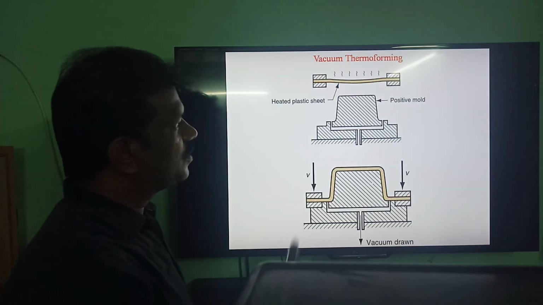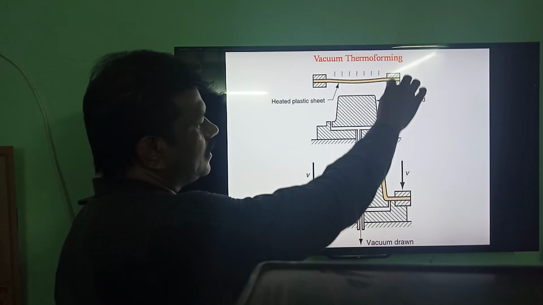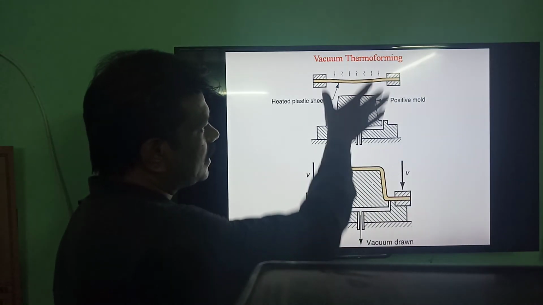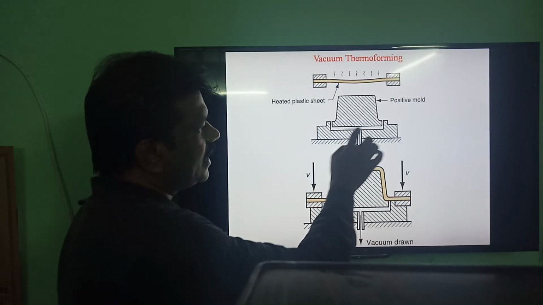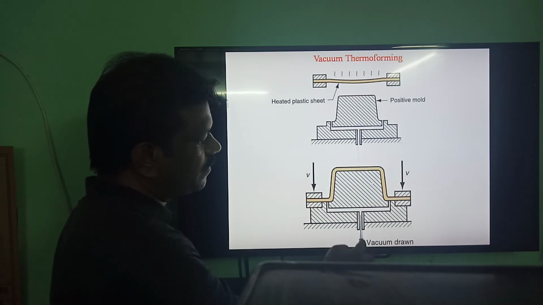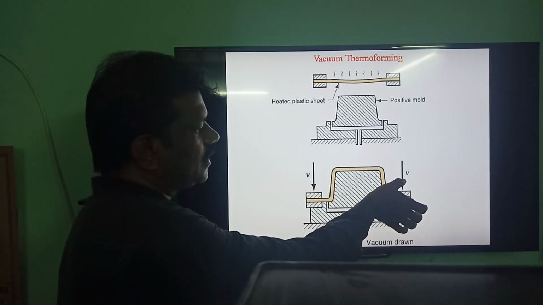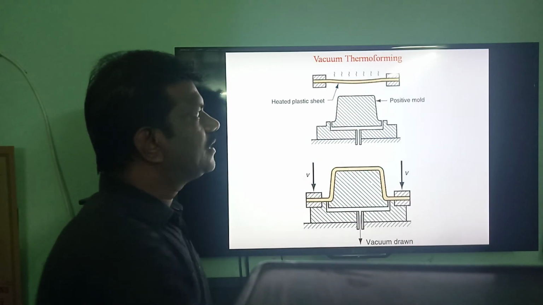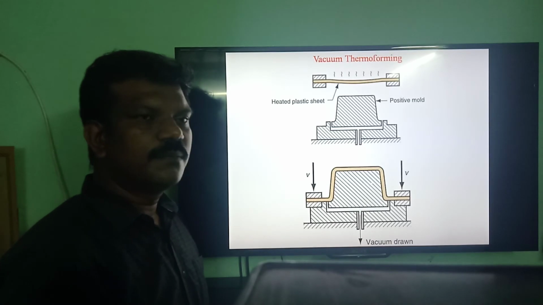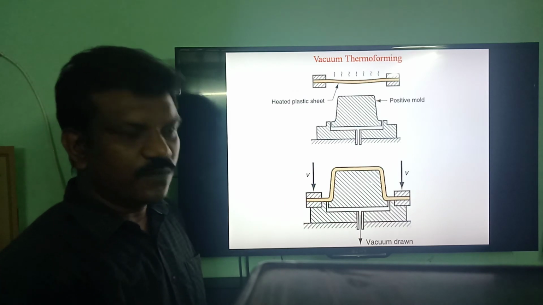That is called a negative mold. Here this mold is called a positive mold. Here you see the sheet is heated. Then it is clamped at both ends. When it is clamped, naturally this material will be deposited over this mold. If there is any air gap here, that air gap will be removed by means of a vacuum pump. Once it is solidified, we can open the clamp, and now the part can be removed from the mold. So here it is also called vacuum forming, but in this process we are using the positive mold. In the previous case we used the negative mold.